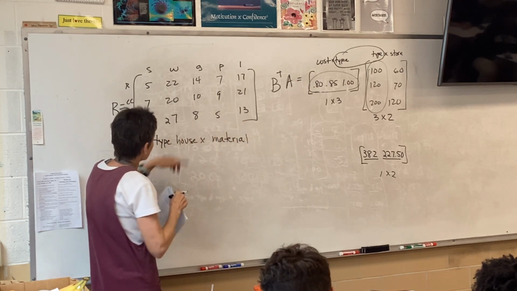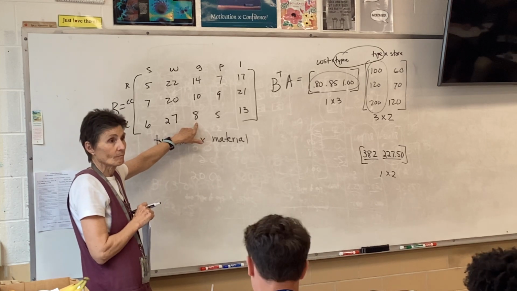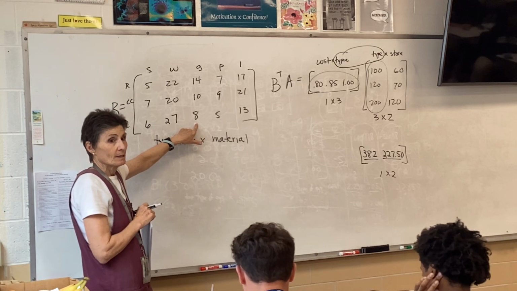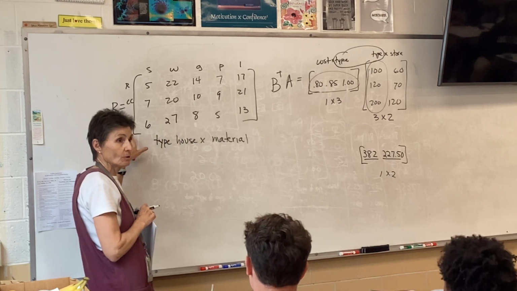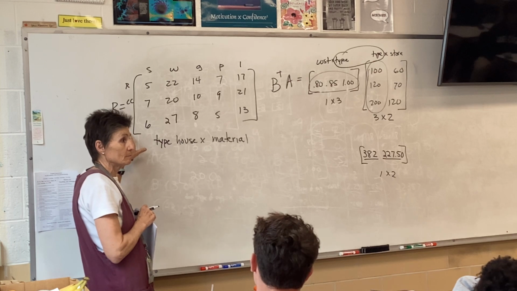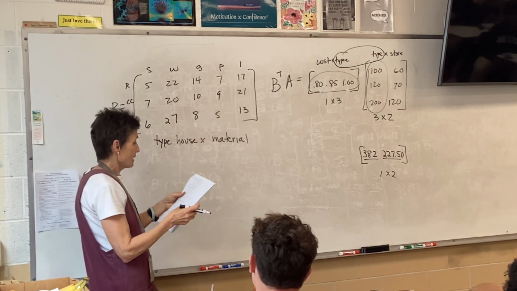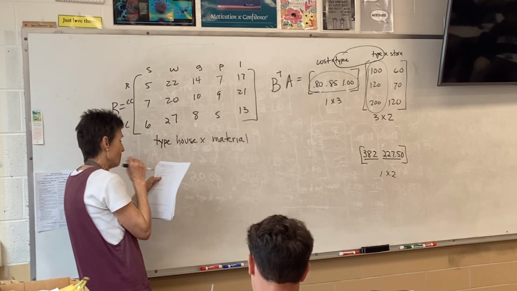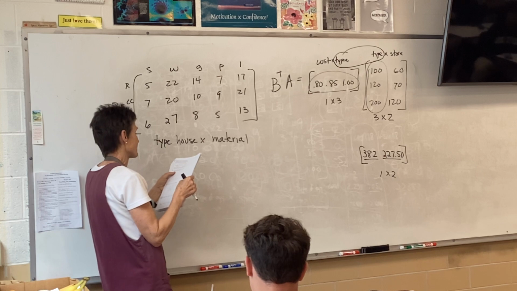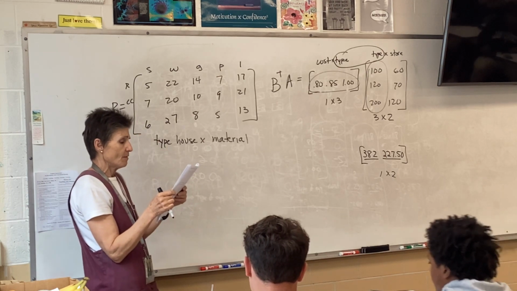So let's look at this 8 right here. What does that 8 stand for? We need 8 units of glass for every colonial house we build. You understand what all that stands for then? Okay. Write a matrix product that gives the number of units of each raw material needed to build the house.